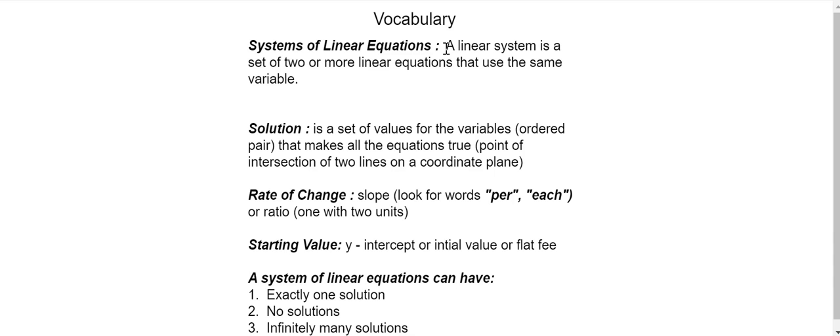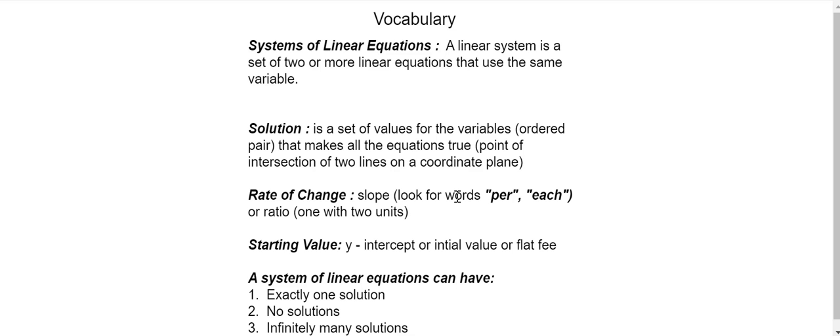Rate of change is slope. In a word problem, we look for the words per, each, or ratio. The slope always has two units. The starting value is the y-intercept on the graph, the initial value. And in this lesson, it will be the flat fee or shipping cost.